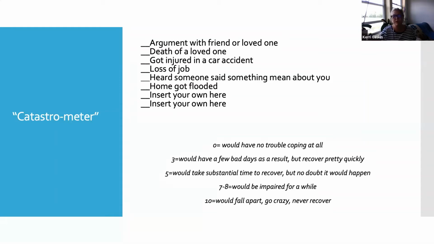So you see on the screen, I've got six events: argument with a friend or a loved one, death of a loved one, got injured in a car accident, loss of job, heard someone say something mean about you, home got flooded. And then I'm going to encourage you to choose two of your own that would be bad, catastrophic events for you, and then rate them.